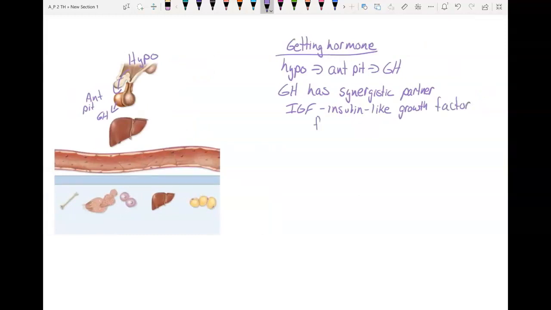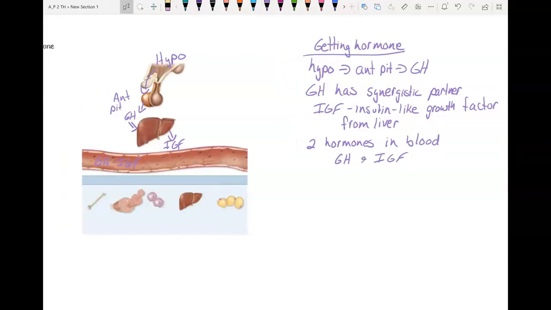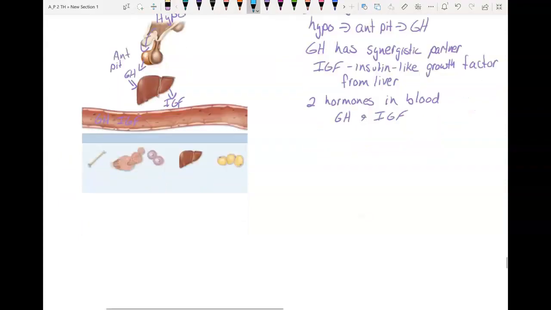That comes from the liver. So once you have growth hormone, it goes to the liver and stimulates the liver to secrete IGF. Now you have growth hormone and IGF in the blood. So these are your 2 synergistic hormones. Now they're going to do 2 things. So there's 2 actions of these hormones. One of the actions is to stimulate growth.